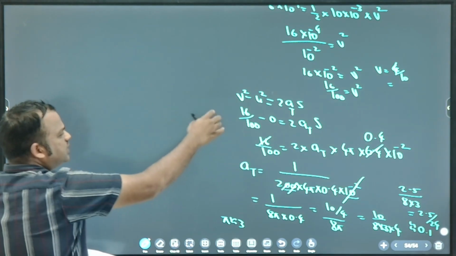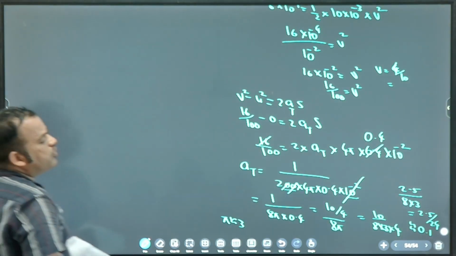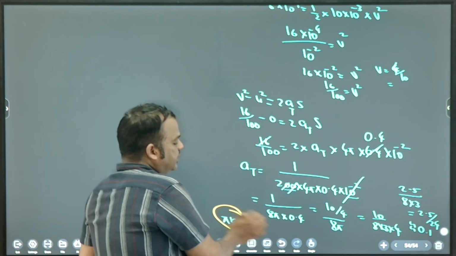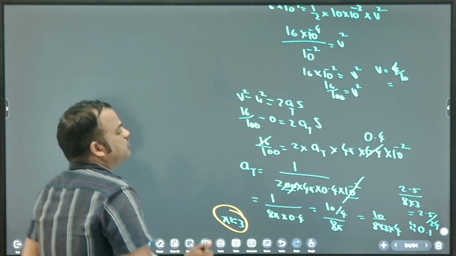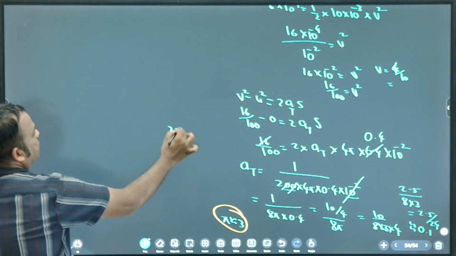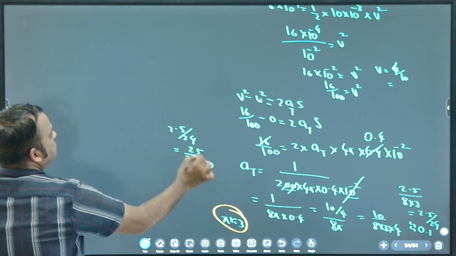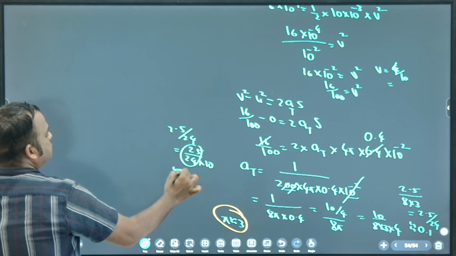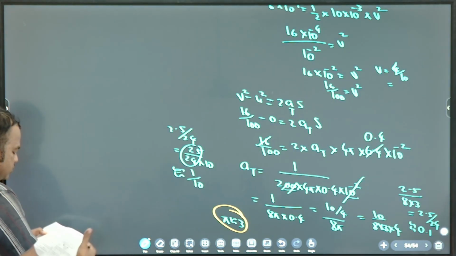More calculation is there, but you understand this. Calculation is more, so we can do approximately. Pi value you take 3, then we are getting near about 2.5 by 24, which means 25 by 24 into 10. This is approximately 1, so approximately 1 by 10. So 0.1.